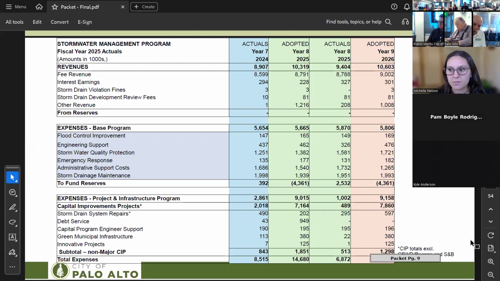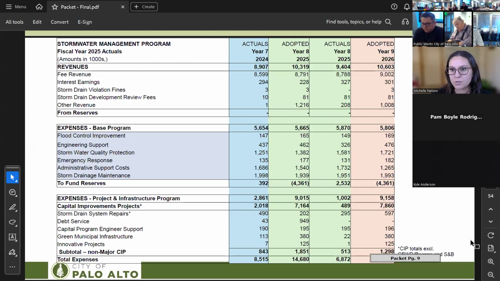So this picture is broken down into revenues, the expenses for our base program, and the expenses for our project and infrastructure program. I've split out the revenues for you in the key pieces of where we get our revenues in this fund. The main place we get the revenues is from our fee, the ballot measure fee. And then there's a couple other touch points in there that we get actuals and revenues as well that are far less than our fee revenue.